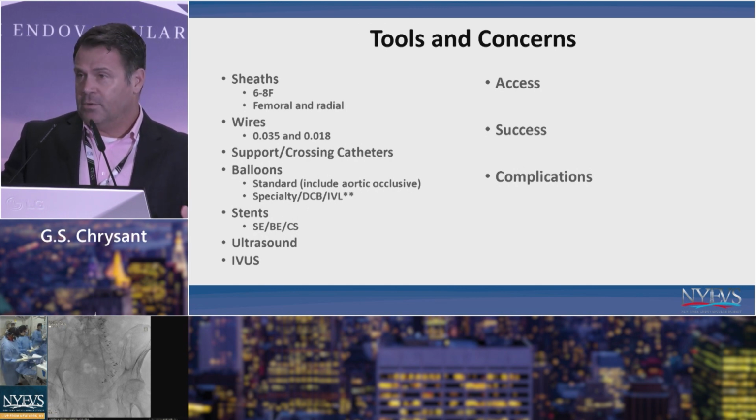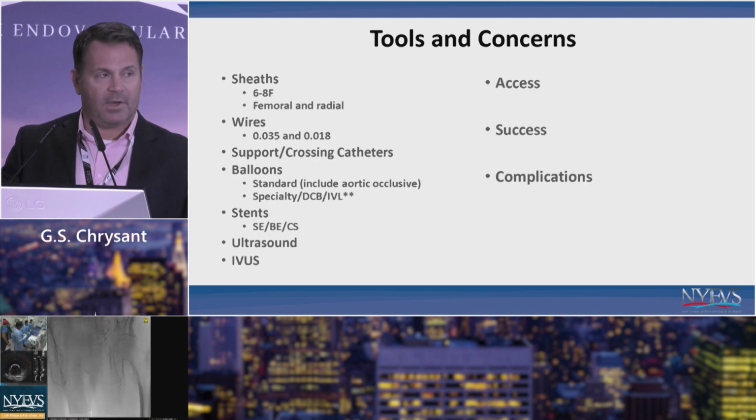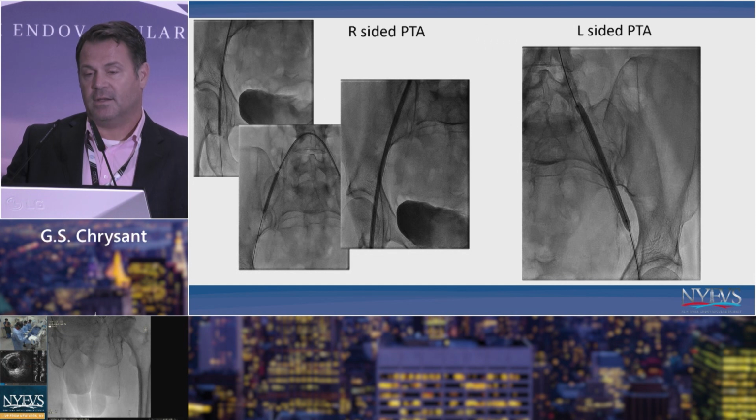And then you need balloons, including something to occlude the aorta if things really go sideways, because that's going to be an emergency. And then there's going to be emerging data on specialty balloons, DCB, IVL, and then a full complement of stents, right? We've talked about the virtues of self-expanding, balloon expandable, and covered stents. You need ultrasound for access, and you need IVUS, because IVUS will help you size and come up with the best plan possible. So here's how I approached that initial case.